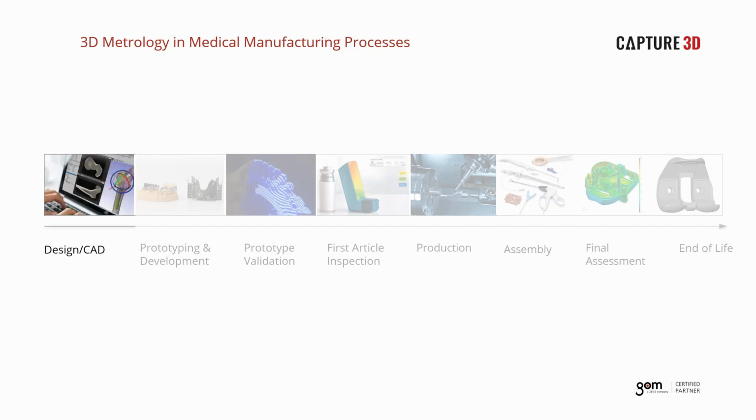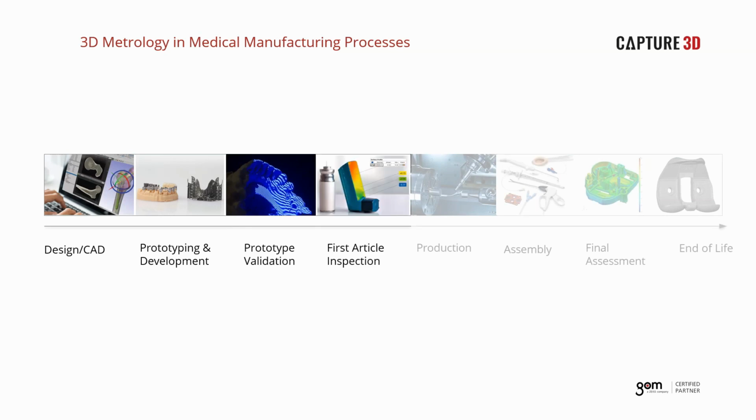You can start in design in CAD, where you can design a part, prototype it, then measure the prototype that you've designed. From there, it can be validated and then taken to first article inspection. Now, it would be really handy if you could inspect a production part using the same piece of equipment you used to measure your first article inspection all the way back to the prototype. With 3D scanning, this is very possible.